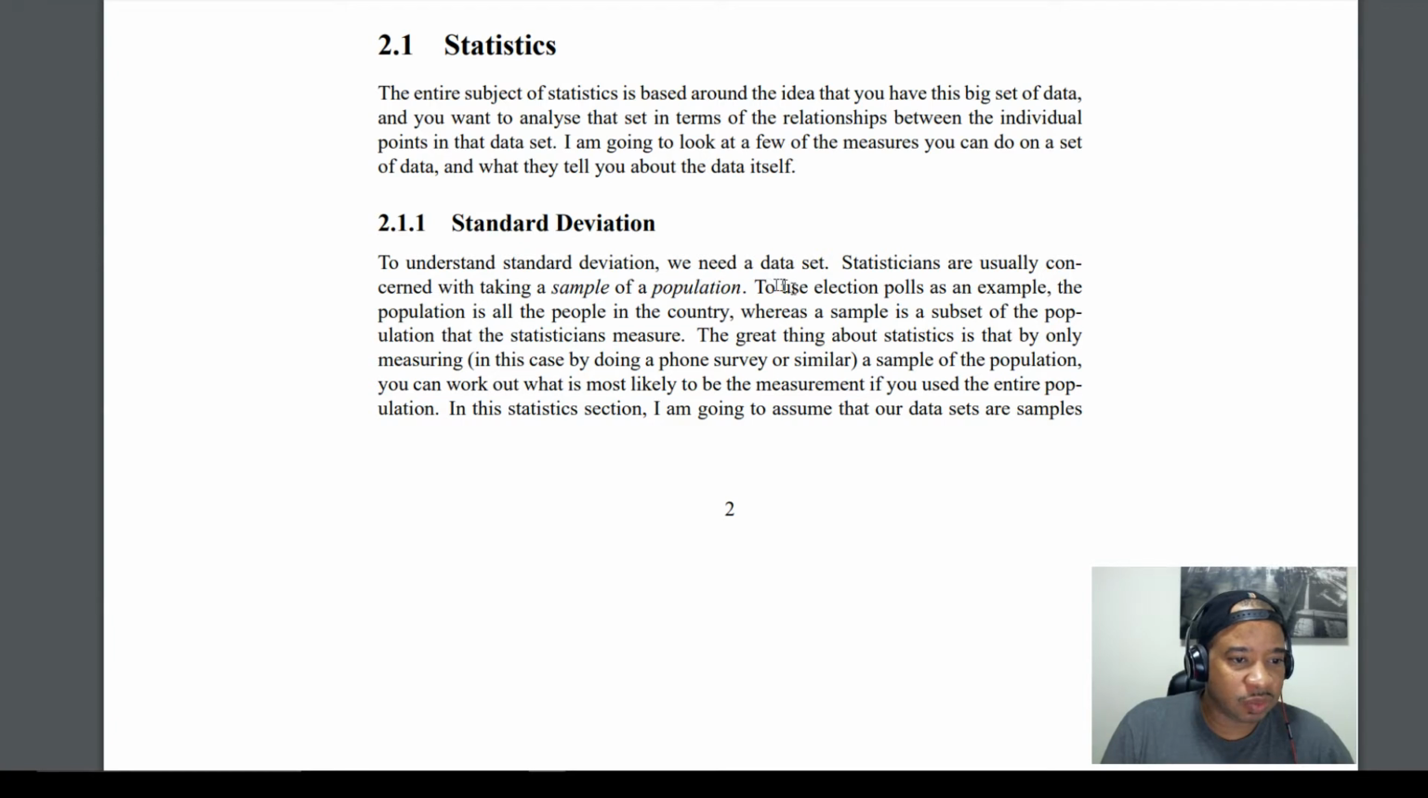To understand standard deviation, we need a data set. Statisticians are usually concerned with taking a sample of a population. To use election polls as an example, the population is all the people in the country, whereas a sample is a subset of the population that our statisticians measure. But the great thing about statistics is that by only measuring, in this case by doing phone surveys or similar, a sample population, you can work out what is most likely to be the measurement if you use the entire population. And that's really inferring from a small sample.